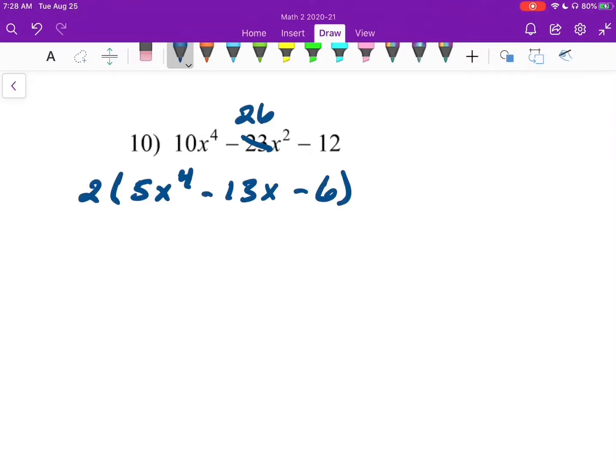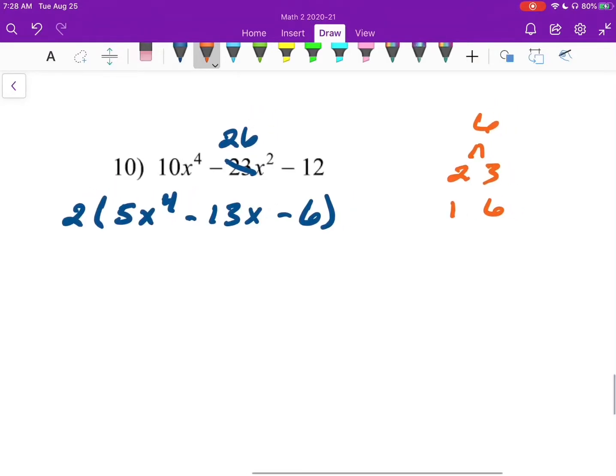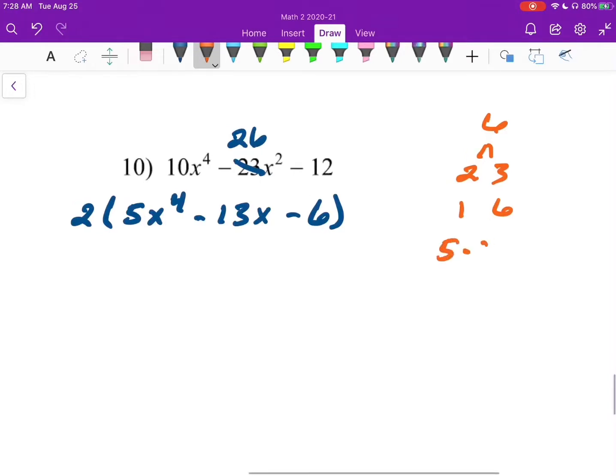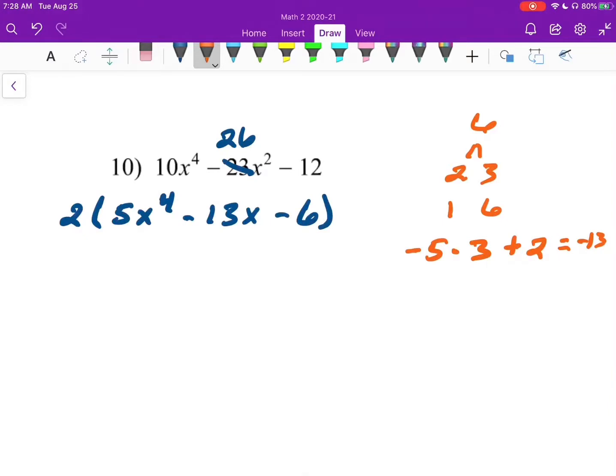All right, I'm going to really quick see if I can guess and check. So 6 is 2 and 3, 1 and 6. Could I make a 13 out of this? I think I could. Well, I know I have to be able to. Yeah, I could do 5 times 3, negative 5 times 3 plus 2. That gives me negative 13. So that's how I would do that.